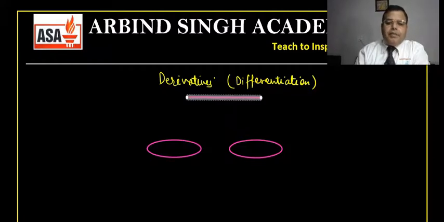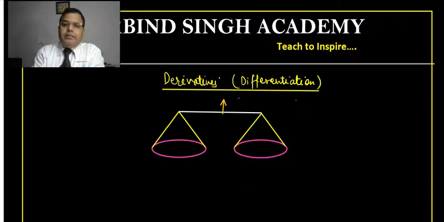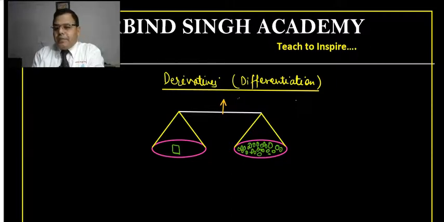Let me draw this. So consider a common balance which you have seen somewhere in the market. Suppose you want to purchase some potato and you keep the potato here, and the shopkeeper understands that you will purchase 1 kg and puts a weight of 1 kg here. If you increase the potato again, then the grocery seller will increase the weight again. So whenever the potato is increased on this side, the weight is also increased.